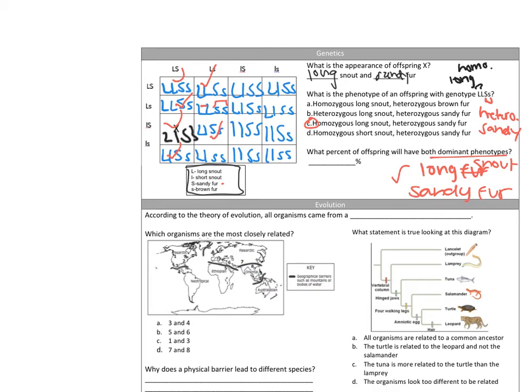Looks good. Same with here. This would have short snout and sandy fur. It's not what we're looking for. Here and good. All right, so if I total those up, I have 1, 2, 3, 4, 5, 6, 7, 8, 9. So this is 9 out of 16. You go ahead and do that in your calculator. That gives you 56.2%.